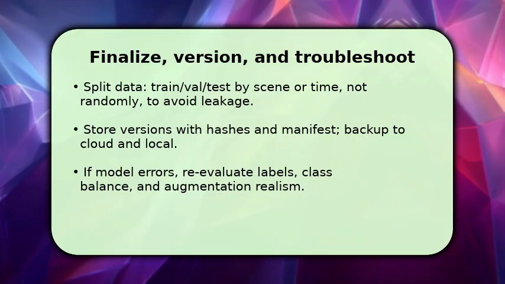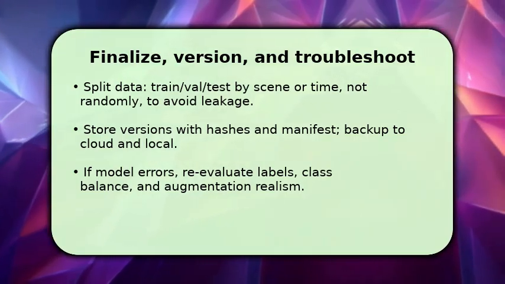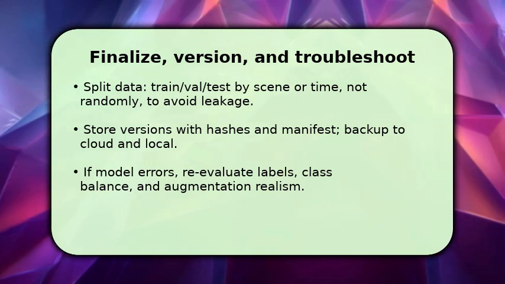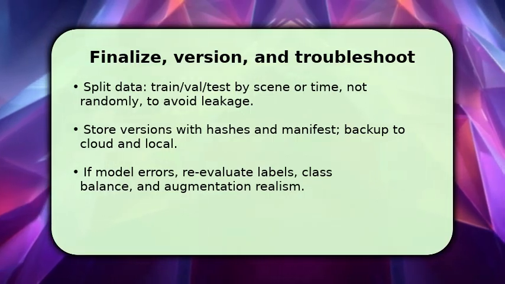If results are poor, start troubleshooting by auditing label consistency, checking class imbalance, and ensuring augmentations didn't create unrealistic samples. Relabel or rebalance, then retrain with the corrected set.